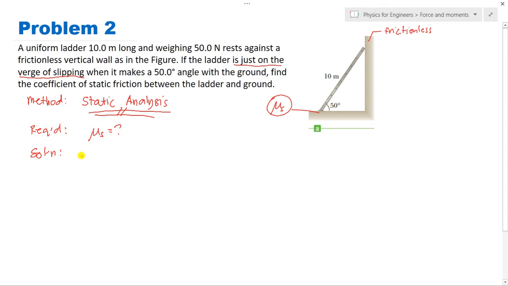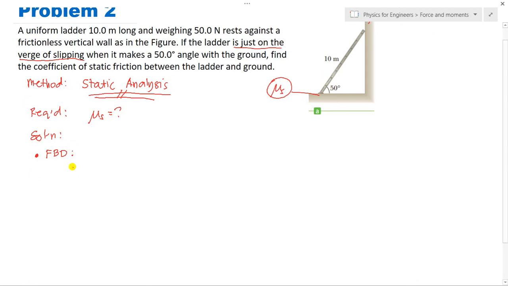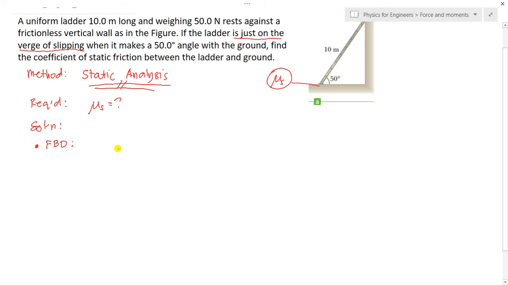again, since we're dealing with static analysis, mas better nga naa tay FBD. So unsa may class, unsa may object nga present sa atong system? Ang ladder. Okay, so you need to draw the ladder. So draw the ladder, class. Okay, naa ray angle nga 50 degrees.